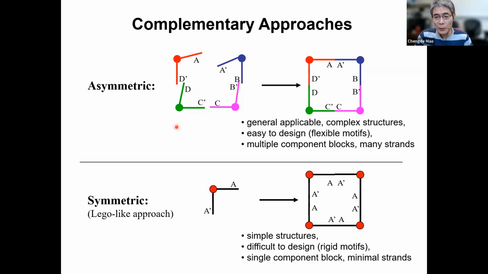Supposedly, we want to build a square like on the right side. You can have two different approaches. They are complementary to each other. One I call the asymmetric approach.